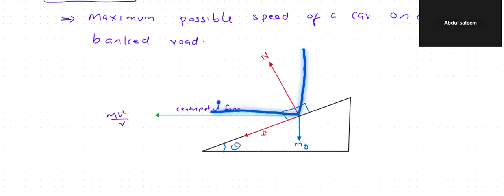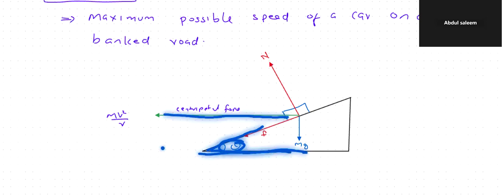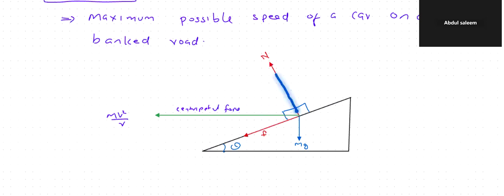So this angle is theta, right? The road makes an angle theta with the horizontal surface. Then the centripetal force and the surface are parallel, so this angle is also theta, by the pair of alternate interior angles. Suppose this angle is theta, this one total is 90 degrees, right? Then this angle is 90 minus theta.